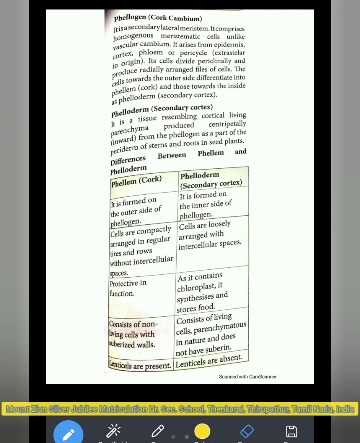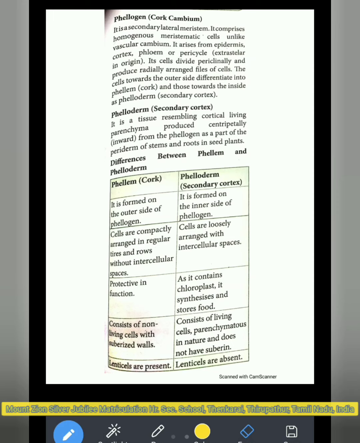Now we will move on to the second topic, phelloderm. The other name for phelloderm is secondary cortex. It is a tissue resembling cortical living parenchyma. What is this cortical living? Cortical living is nothing but the cortex region. The cell growth that takes place towards the inside from the phellogen, we call phelloderm, and the other name for phelloderm is the secondary cortex.